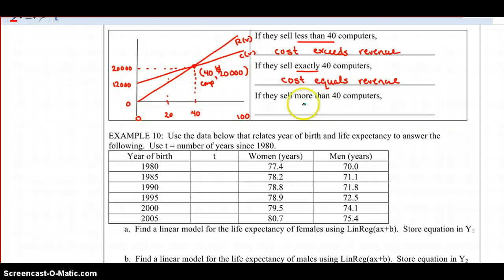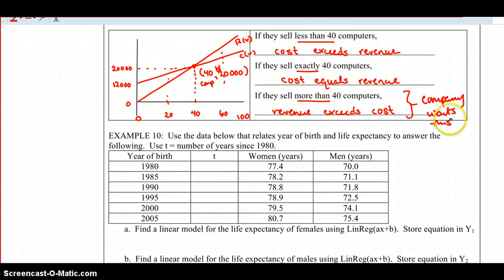But now if they sell more than 40 computers, so let's say somewhere out here at like 60, now we can see the cost function is below the revenue graph, where the revenue exceeds our cost. So now revenue exceeds cost. So the amount of money that the company brought in is now larger than the amount of money that they had to pay out. Okay, and this is where a company would really like to be. So in this case, they want to make sure that they sell more than 40 computers. Okay, so this is what a company would want.